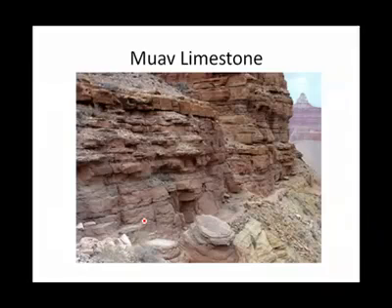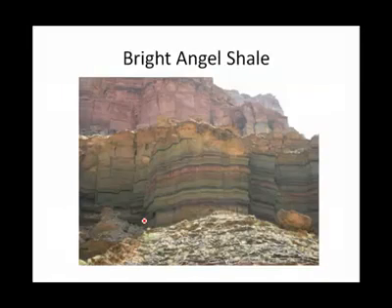Now the limestone formed in a deep ocean from the calcium carbonate shells of marine organisms. Let's hike down a little bit further. We will encounter the Bright Angel Shale. Shale, as you know, is formed from mud, and this mud came off of a continent. So it must be a lot closer to a continent than that limestone was.